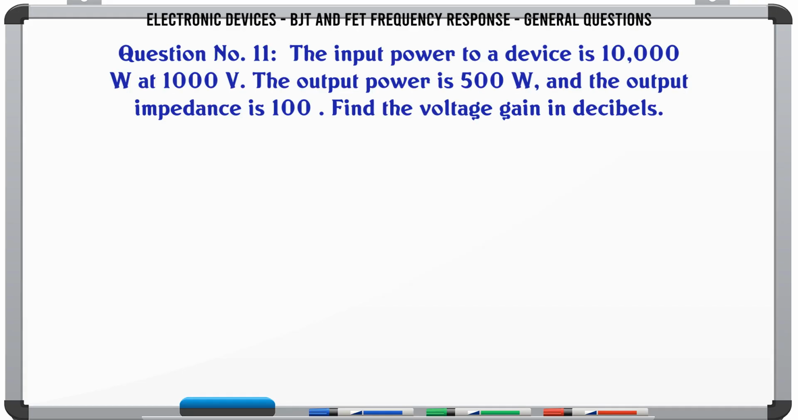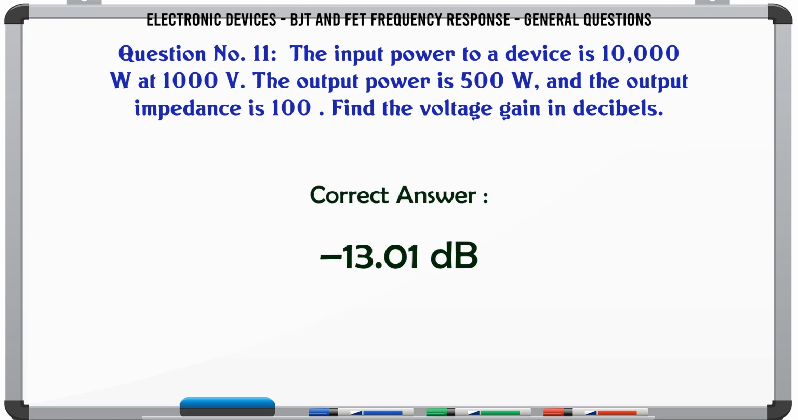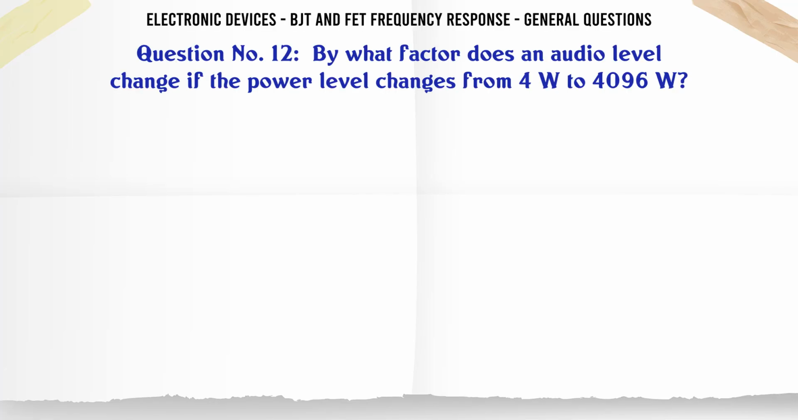The input power to a device is 10,000 W at 1000 V. The output power is 500 watts and the output impedance is 100 ohms. Find the voltage gain in decibels. A. 30.01 dB, B. 20.0 dB, C. 13.01 dB, D. 3.01 dB. The correct answer is 13.01 dB.